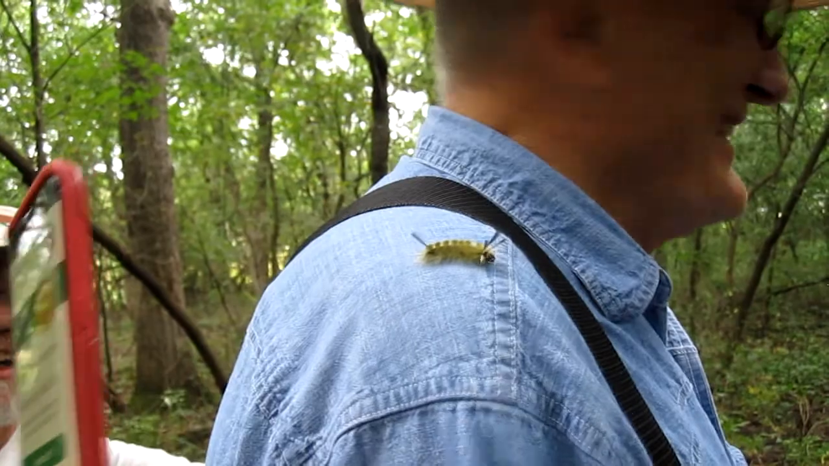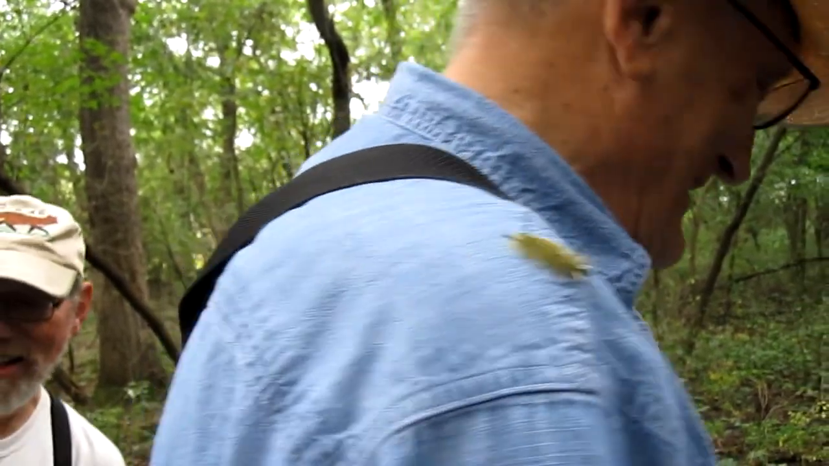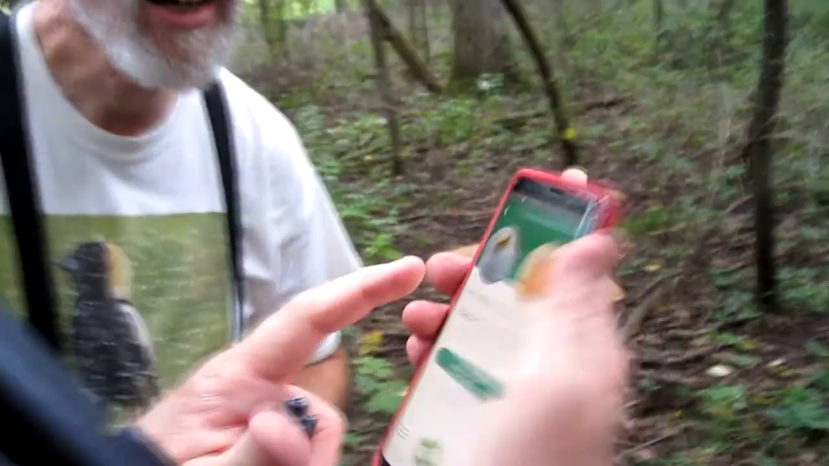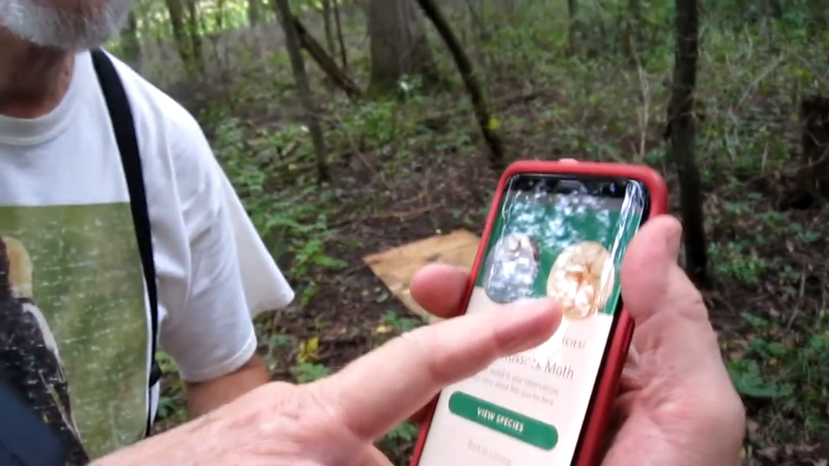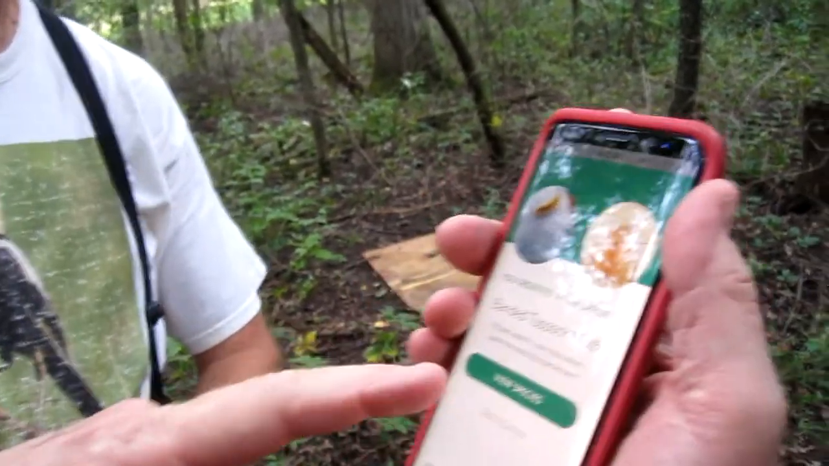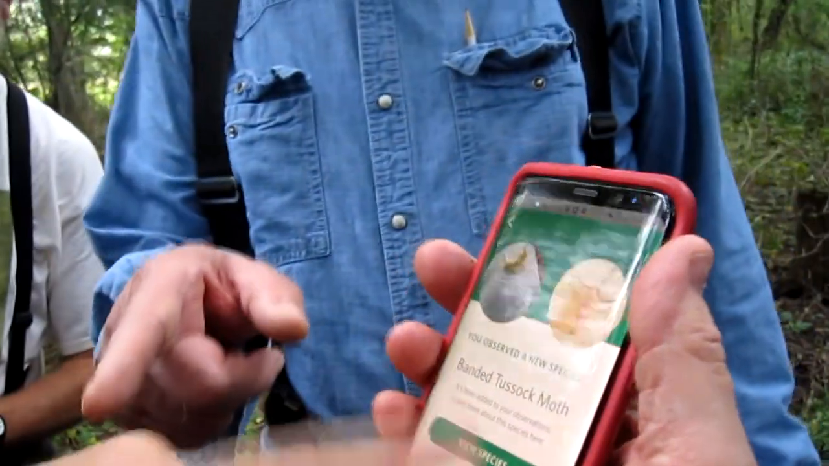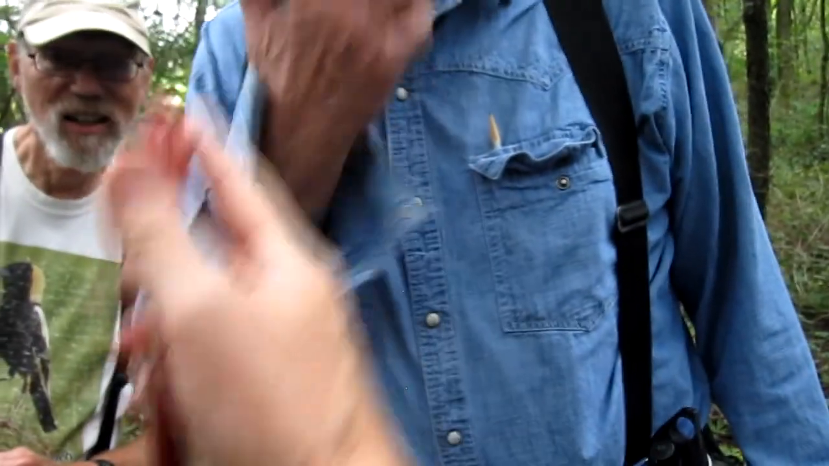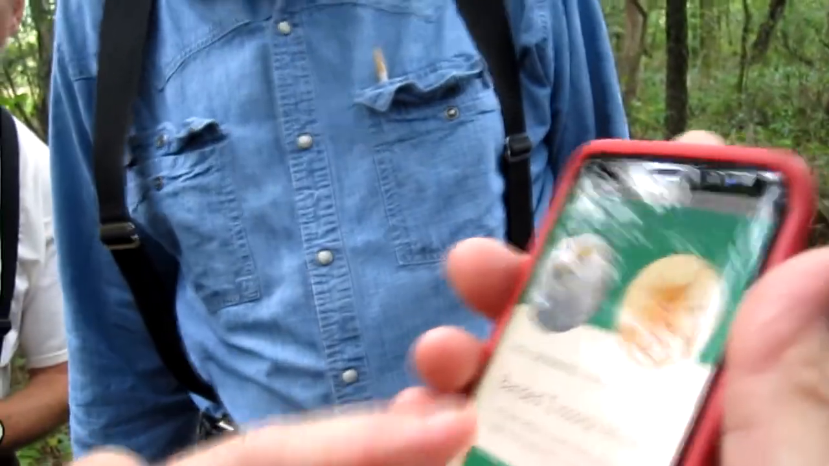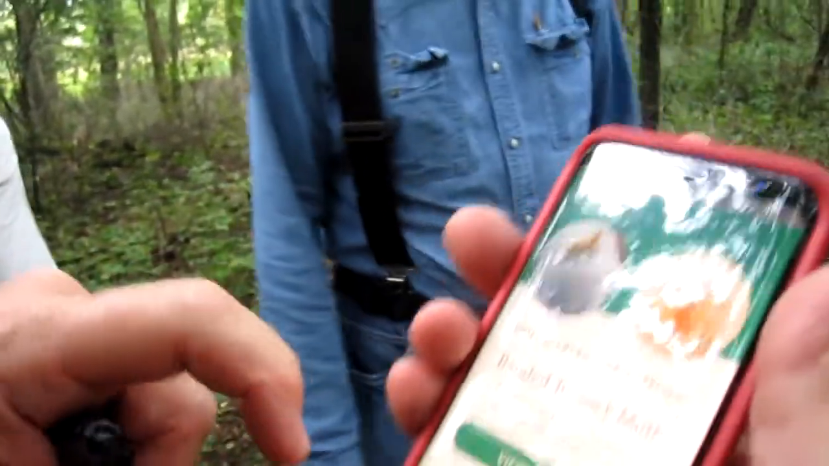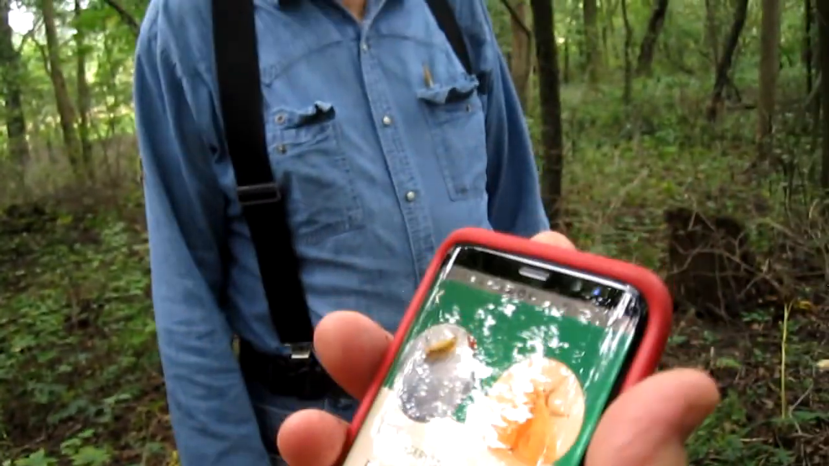Wow. Banded tussock moth. Oh yeah, good. So here's the picture that the app took. And there it is. It's a very blurry picture. And here's what the mature moth looks like when it has wings and is ready to fly. Banded tussock moth. And the application to identify it is Seek.